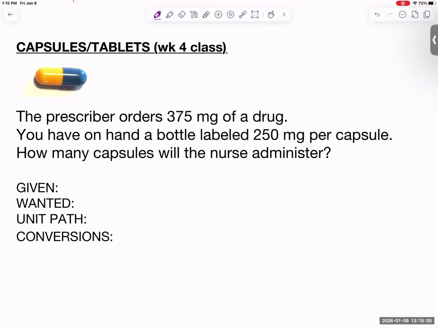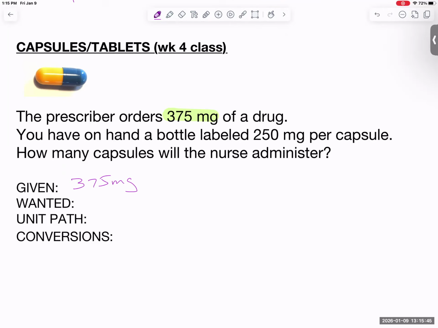So what is the given in this question? 200 milligrams per capsule. Well, that's actually not it, but I'm glad you mentioned that. I wanted to say the given in these kinds of questions is the doctor's order. All right. So what is the doctor's order? The doctor has ordered 375 milligrams of a drug. All right. What is wanted? What am I solving for?